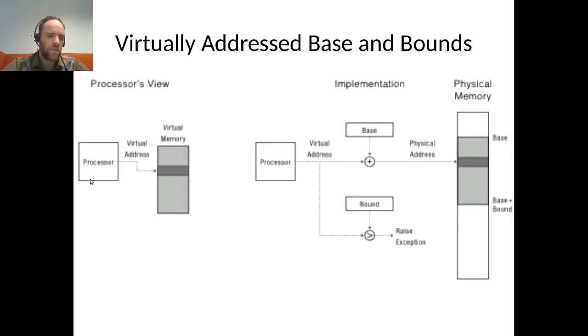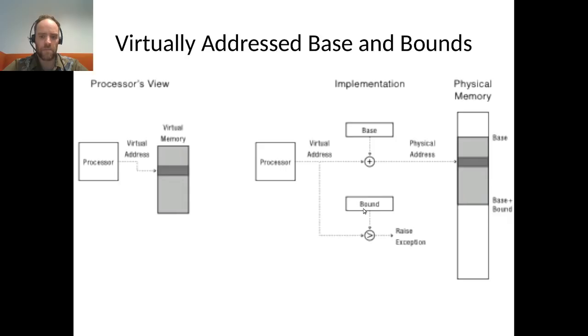From the processor's view, we fetch virtual memory addresses and we write to these virtual memory addresses. So the processor only sees this virtual memory address space. The implementation, however, involves some hardware. The processor takes a virtual address, adds to that virtual address a base register, and that actually points to the lower limit in physical memory that this particular process can address.